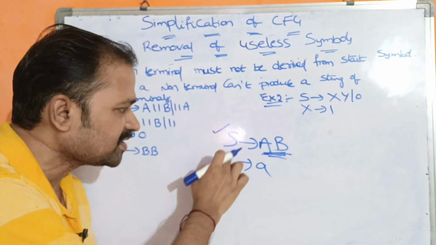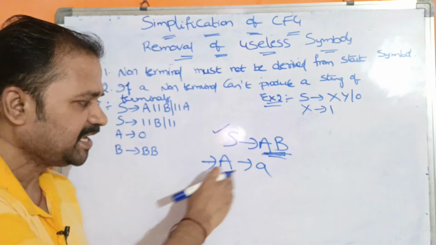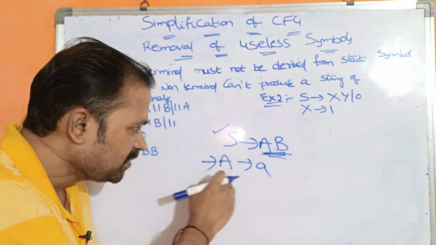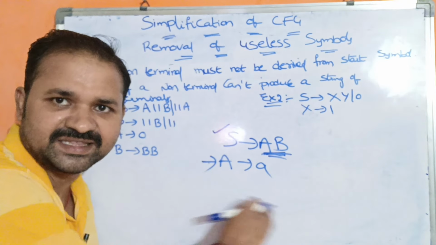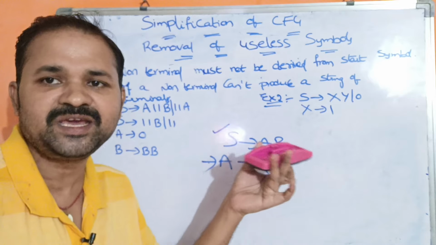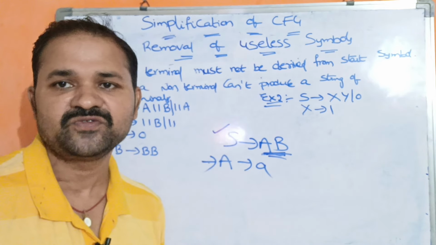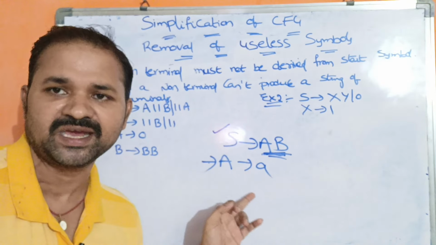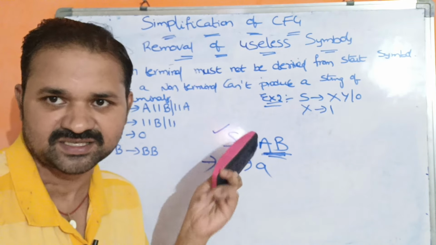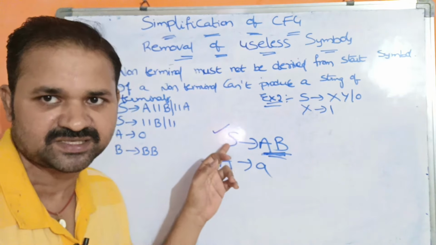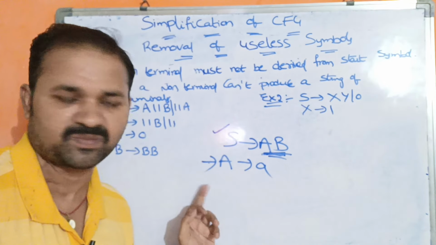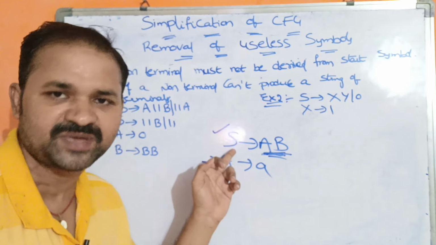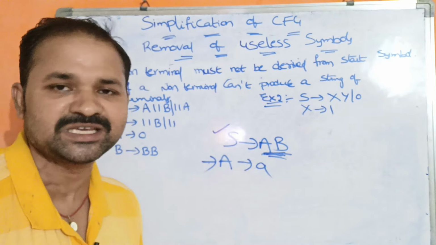A is derived from S, and here we have the A production, A produces A. But B productions are not there in this problem. So we can say that B is not derived from the start symbol. So we can say that B is a useless symbol. Why? Because B productions are not available here. B is not reachable from S, whereas A is reachable from S. Why? Because A productions are present in the problem, but B productions are not. So that's why we can say that B is a useless symbol.